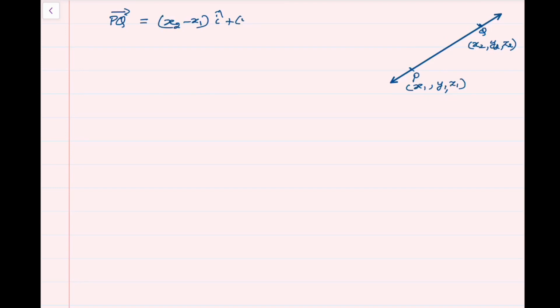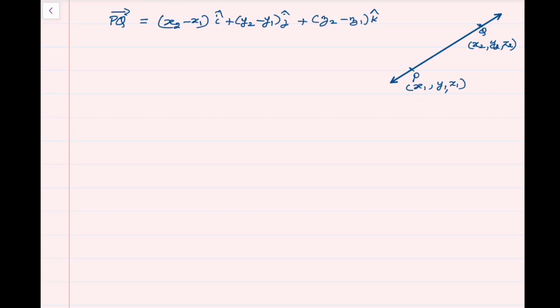Now, let us see how to find the direction ratios and direction cosines if 2 points on a line are given. Let us consider this line and 2 points P and Q on this line are given, say let P be x1, y1, z1 and Q be x2, y2 and z2. We know how to find vector PQ or vector QP also we can find. It is position vector of the terminal point minus position vector of the initial point, which is x2 minus x1 i cap plus y2 minus y1 j cap and plus z2 minus z1 k cap.